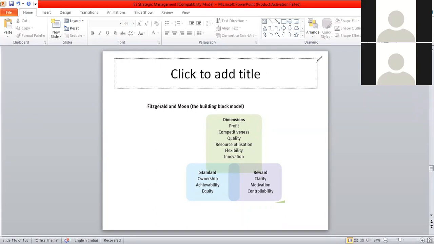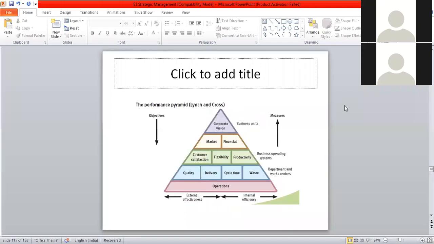Rewards should have clarity. They should be motivating, so that the employees actually work towards achievement of the goals. Then they should be dependent on controllable factors. We learned another model called the performance pyramid, given by Lynch and Cross. Then they talk about having blocks from top to bottom. At the top we have the strategic level. Then as we come down, we have the tactical, and at the lower level, the operational.